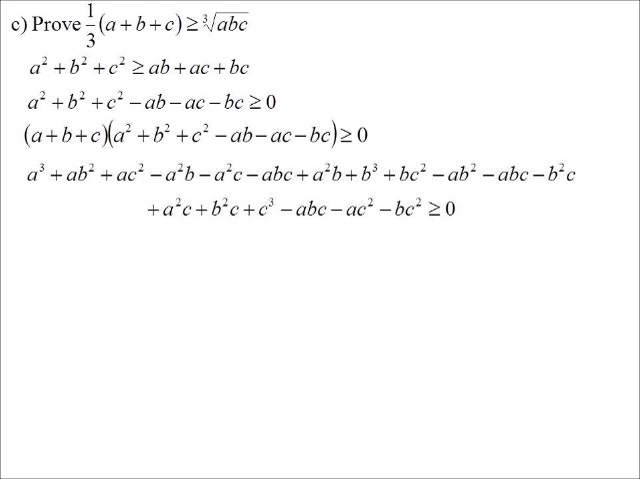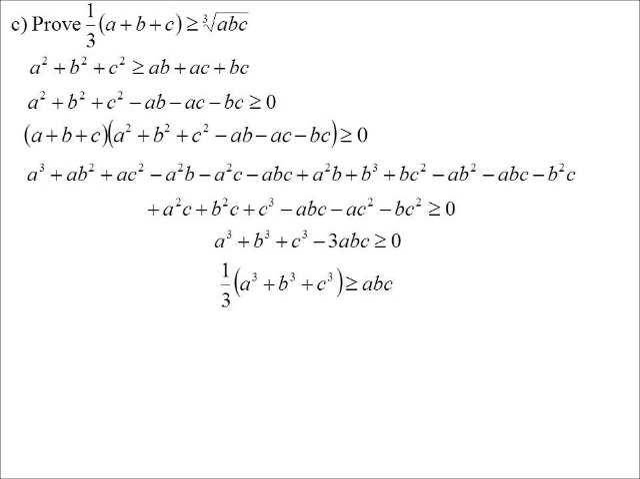If I wanted to expand the whole thing out, I get this wonderful expression. But look what happens. There's a whole heap of cancelling in there, and I've actually just got a cubed plus b cubed plus c cubed minus 3abc is greater than or equal to 0. So therefore, a third of a cubed plus b cubed plus c cubed is greater than or equal to abc. Oh, that's so close to what I want.